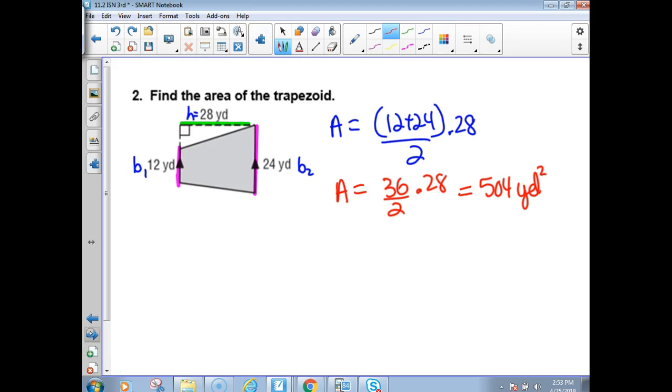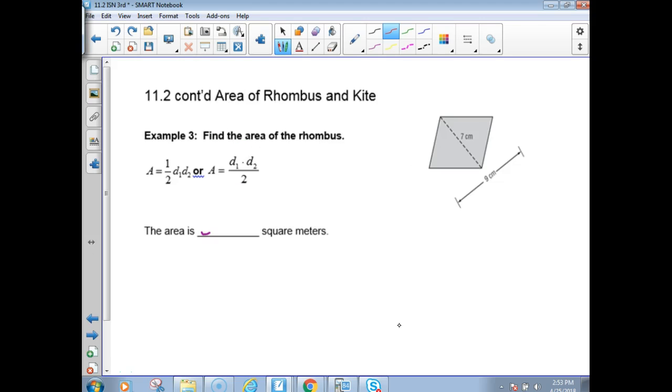Okay, number 3. Now, that's on the next page. Sorry. Continued area of rhombus and a kite, second part of the section. The formula, we're going to find the area of the rhombus. Diagonal times diagonal divided by 2 is the preferred way most students like to do it. You've got 2 diagonals and one had to be drawn on the exterior.